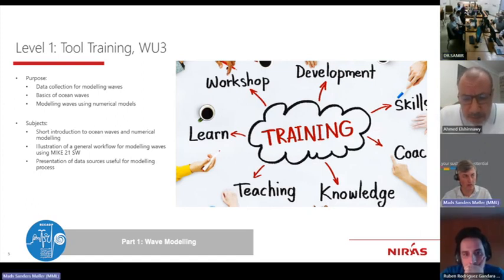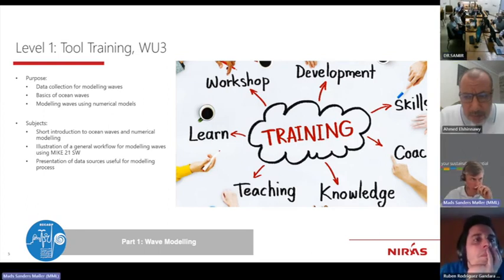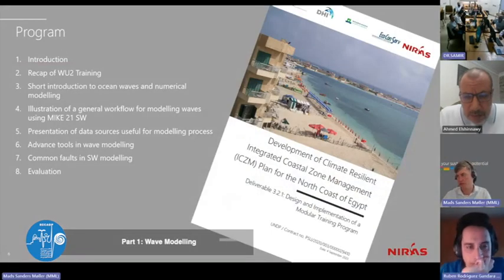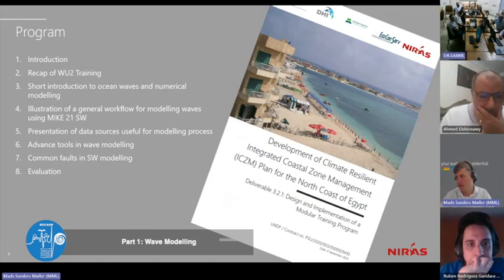And then some more theoretical presentation by Ruben, and then a general walkthrough of the modeling in general. So these purposes and subjects should be reflected here in the agenda or the program for today.